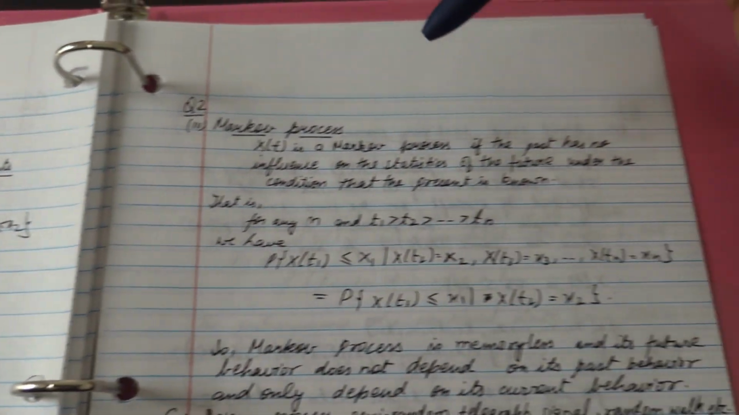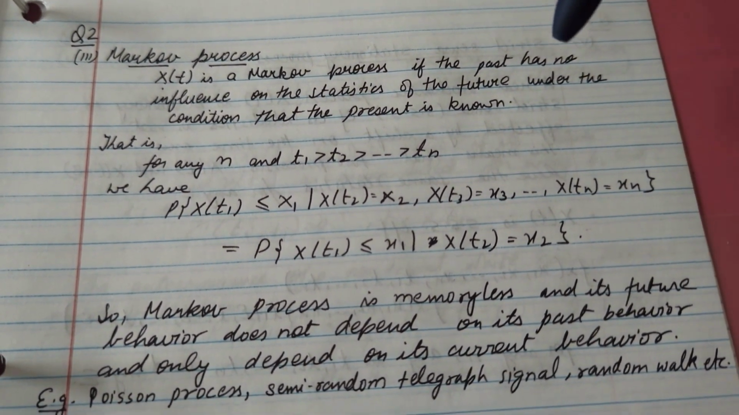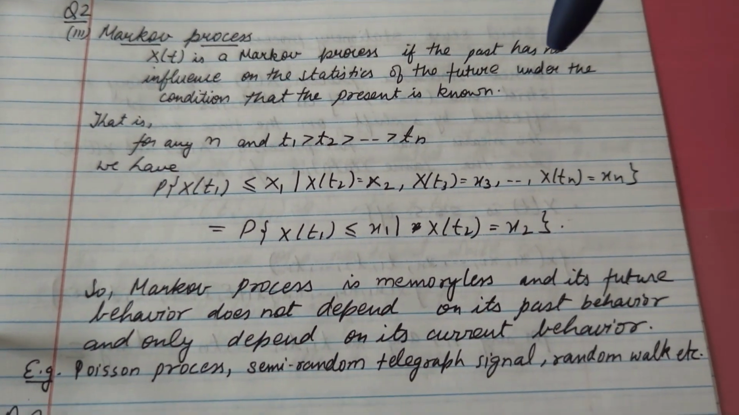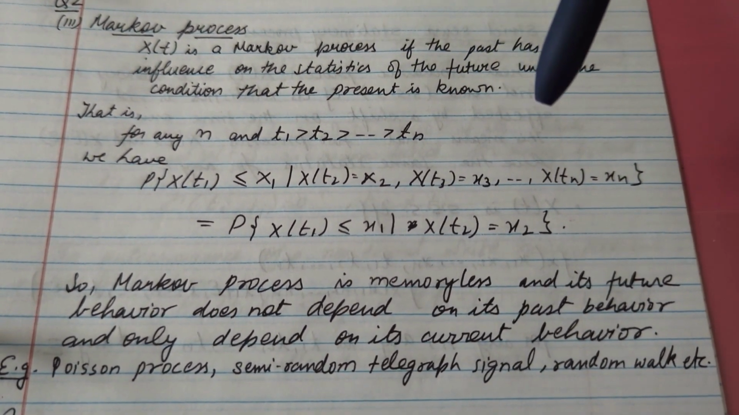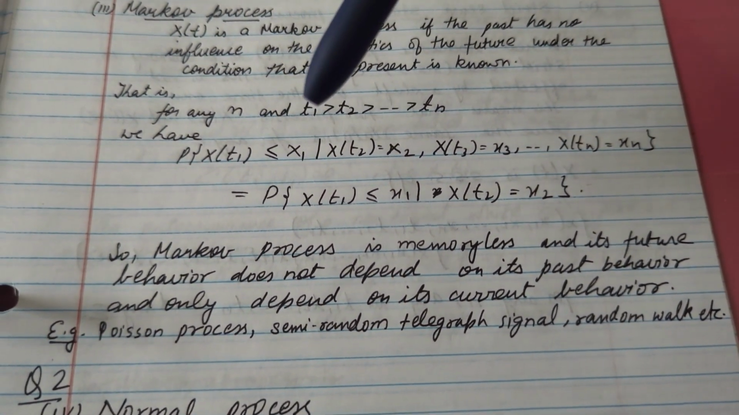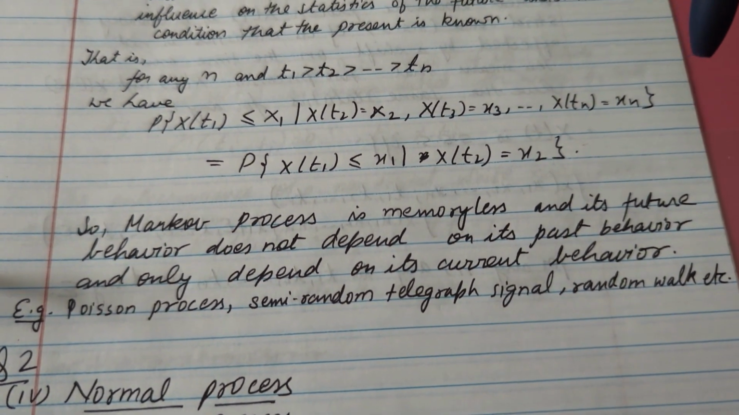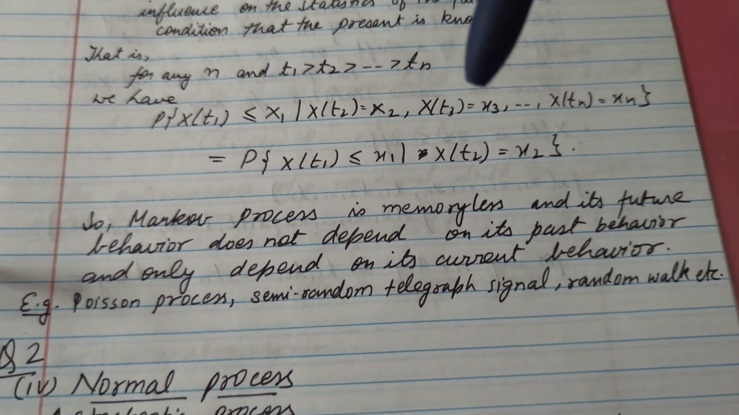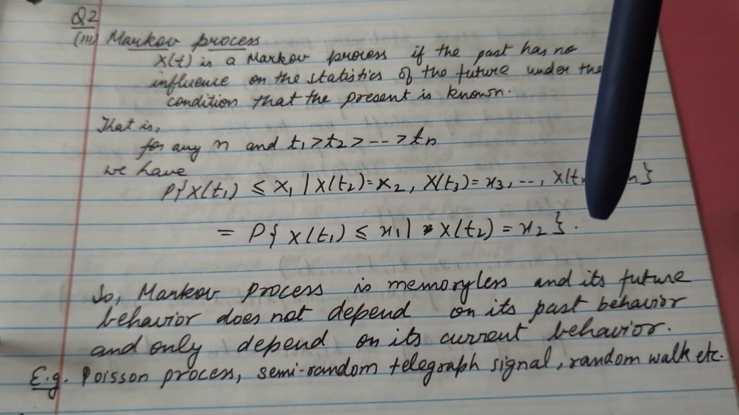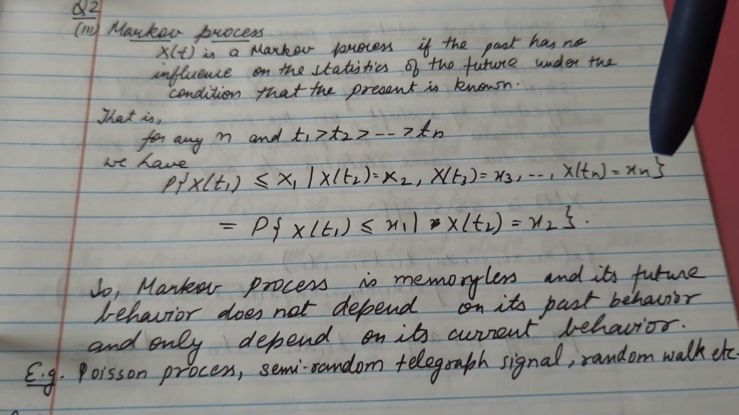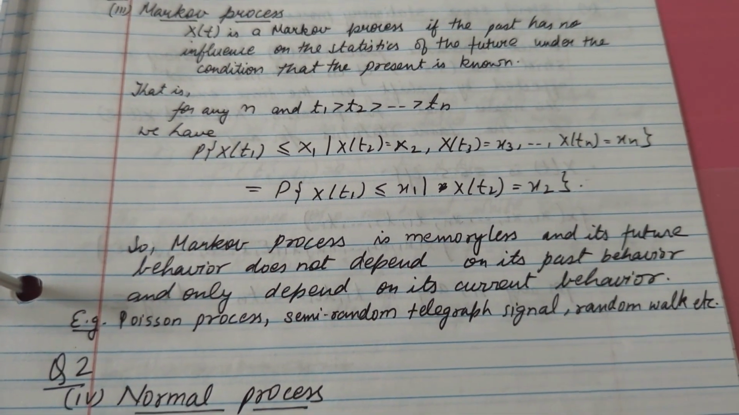Now we go to the third, which is the Markov process. The Markov process X(t) is Markov if the past has no influence on the statistics of the future under the condition that the present is known. That is, for any n and t1 greater than t2 greater than up to tn, we have probability of X(t1) less than or equal to x1 given X(t2) equals x2, X(t3) equals x3, up to X(tn) equals xn is equal to probability of X(t1) less than or equal to x1 given X(t2) equals x2. So a Markov process is memoryless and its future behavior does not depend on its past behavior and only depends on its current behavior. Examples include Poisson process, semi-random telegraph signal, random walk, etc.